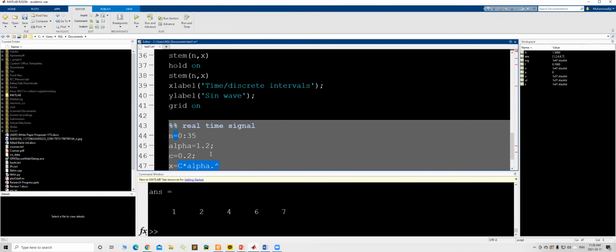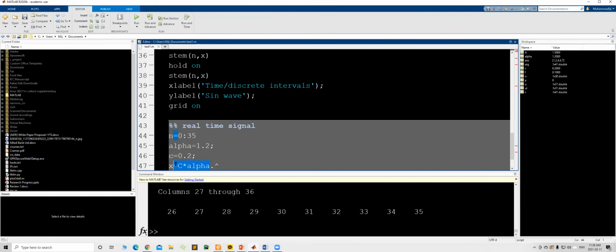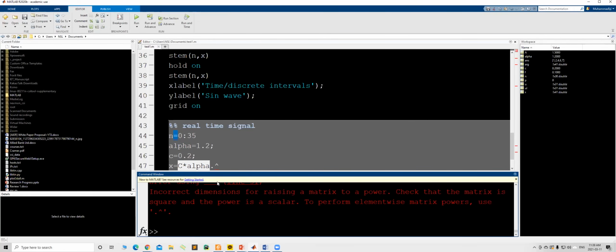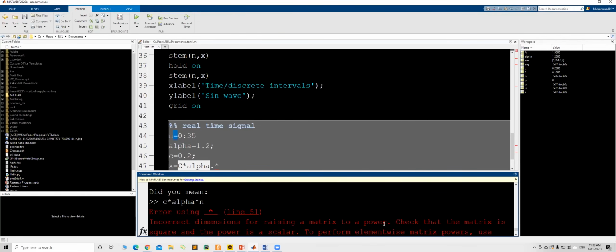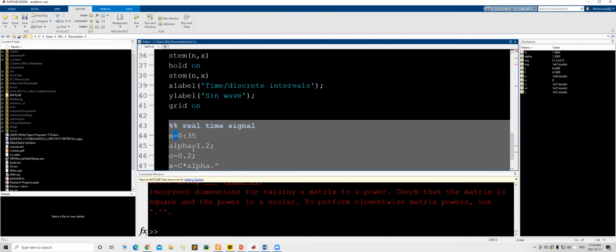For example, I'm doing something like this, c multiplied by alpha, and then I'm simply taking the power of n. Sorry, it was c, because this cannot take the power directly. So in that case, you have to do an element-wise power. These two multiplications, the power is taken for the 0, then for the 1, then for the 2, up to the 35 separately, right? This is how it works.